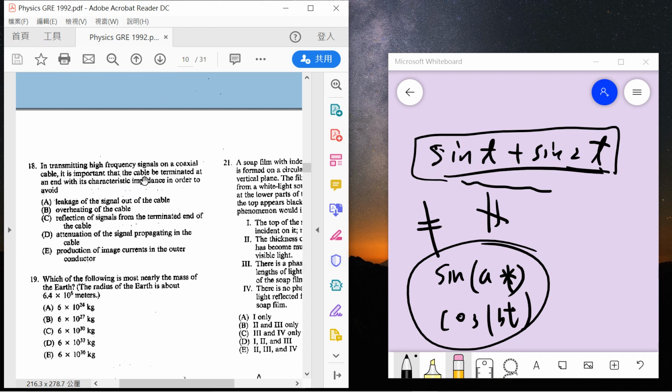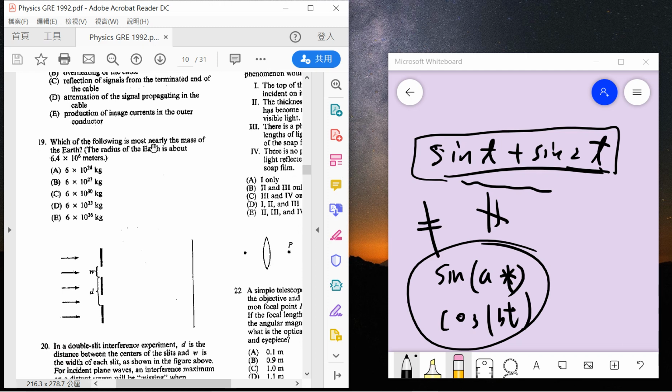Question 18: in transmitting high frequency signals through coaxial cable, the cable will be terminated at the end with a characteristic impedance. This is the so-called impedance match. What you need to prevent is the reflection of the signals. If two impedances are different, then there will be reflections, and the signal will be affected. This is somewhat common sense in transmission lines, that kind of chapter in Smith or Griffiths.